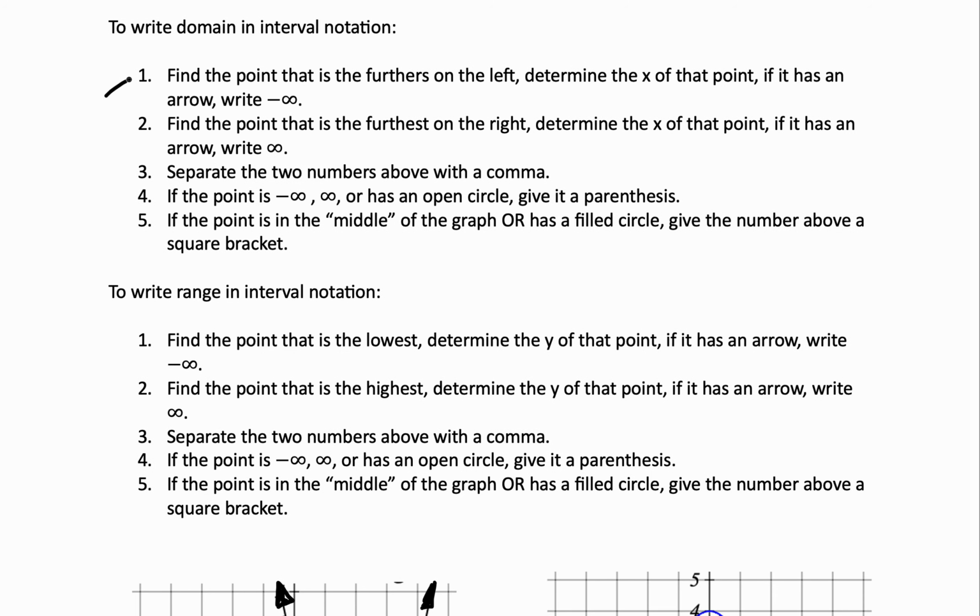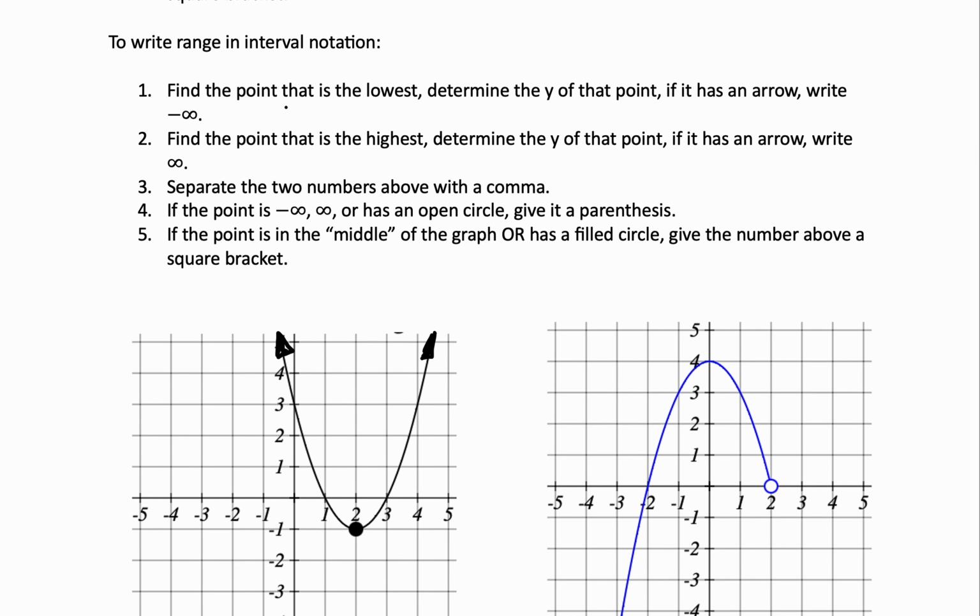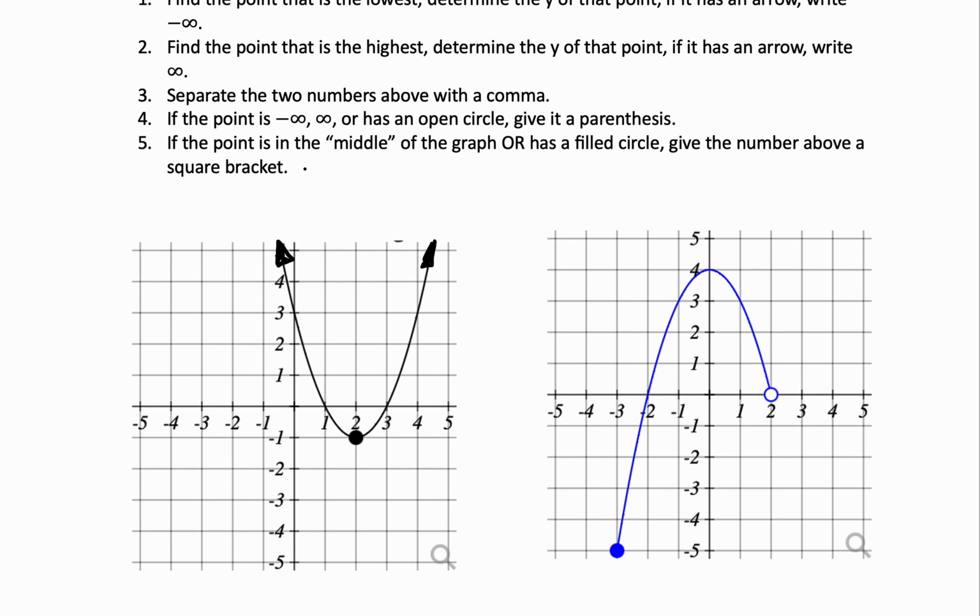So step number 1 says, find the point that is the furthest point on the left, determine the x of that point, if it has an arrow, write negative infinity. So let's look at the point that is furthest on the left on the black graph. It's this point right here. And this point does have the arrow, which the directions tell me to go ahead and write negative infinity for my domain.